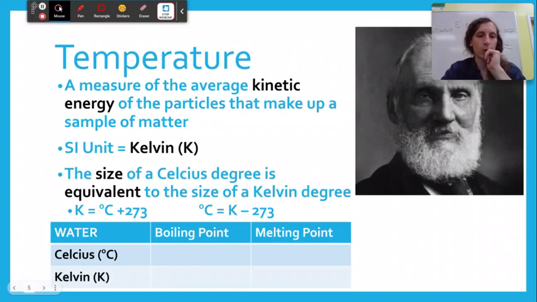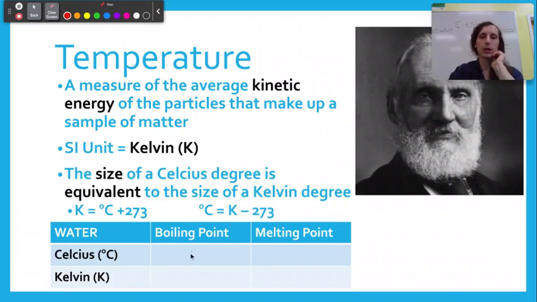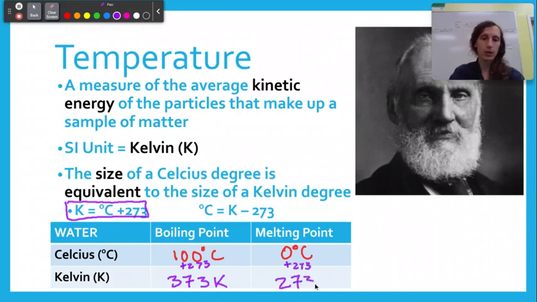So for water, its boiling point is 100 degrees Celsius, and its melting point is 0 degrees Celsius. If I were to try to find the boiling and melting point in Kelvin, I'm just going to apply this equation right here, which says take your Celsius and add 273. So 100 plus 273 tells me that water's boiling point in Kelvin is 373 Kelvin. And then its melting point, again, just add 273 to 0. Well, you're going to get 273 Kelvin.